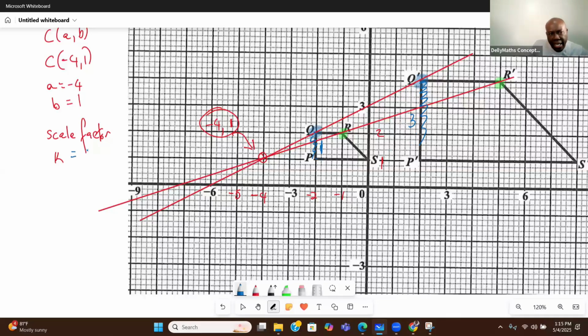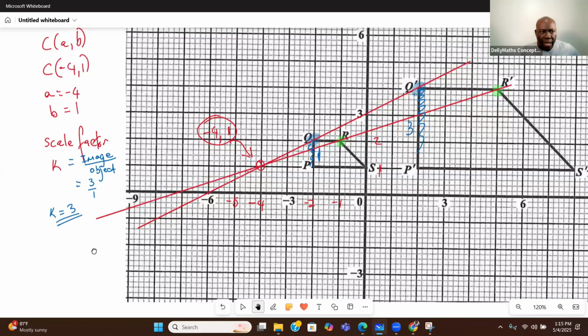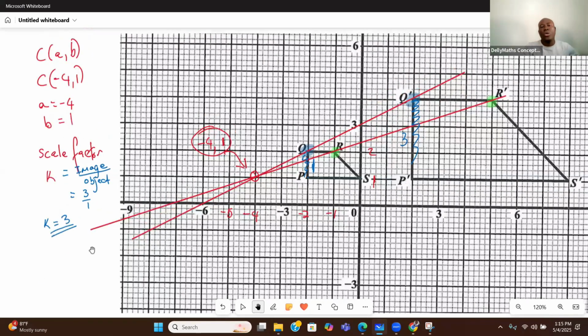Scale factor is to take the image length and put it over the object length. So we're talking about putting 3 over 1. So the scale factor is 3. It's very simple. So that's what they want from the question. You do it. So let me just pause for a moment so that you can ask what you want to ask.